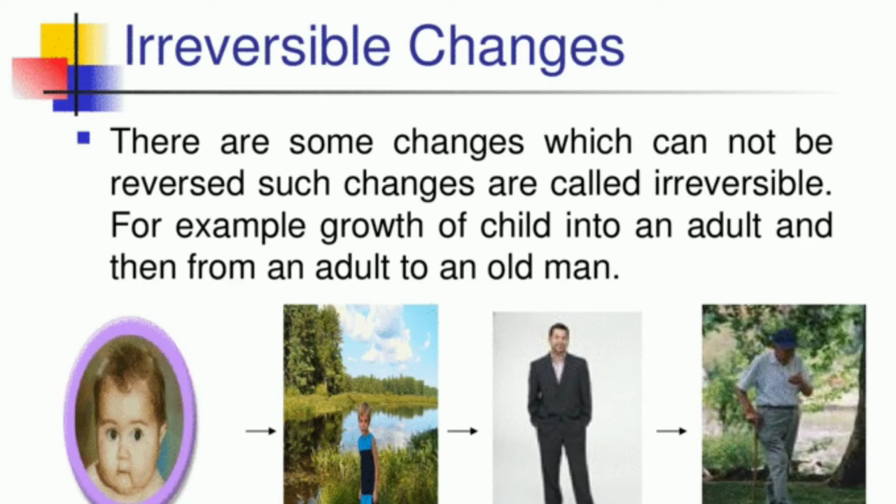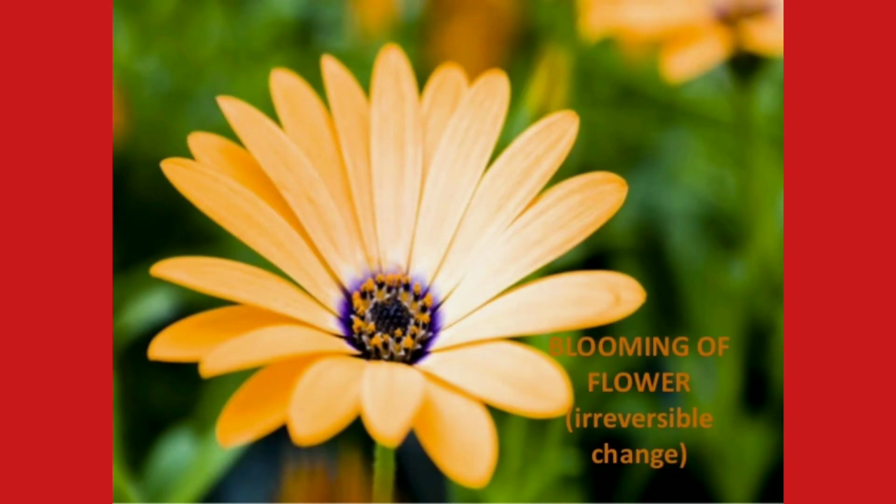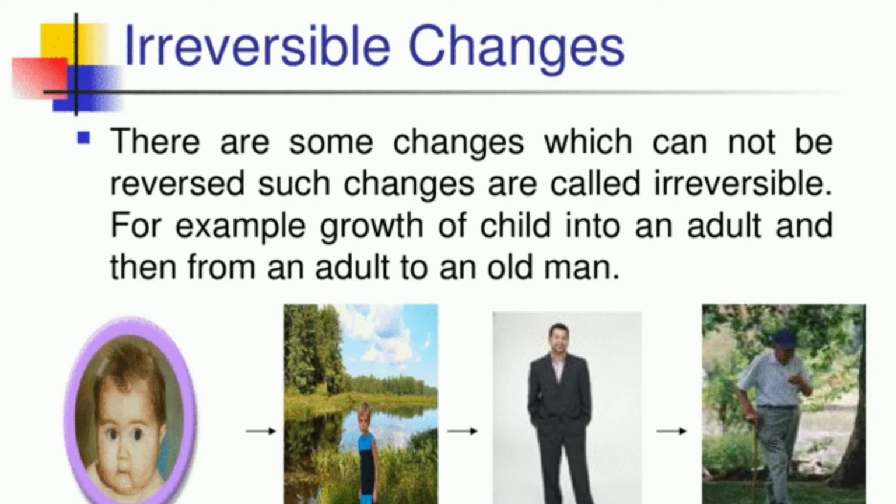There are some changes which cannot be reversed. Such changes are called irreversible. Even if you want to reverse the change, it won't be possible. Changes which cannot be reversed, no matter how much you change the conditions, are called irreversible changes.